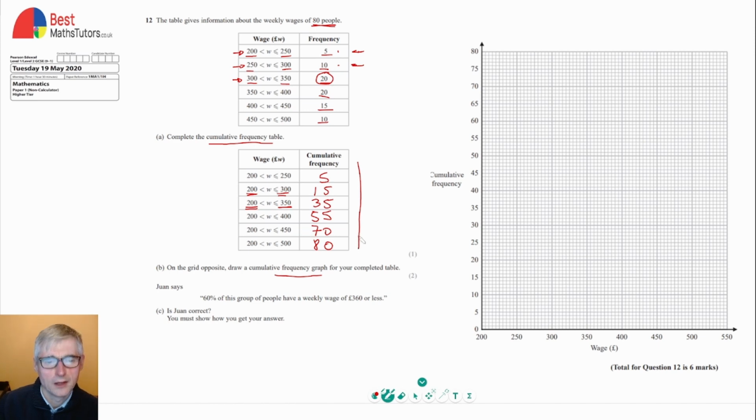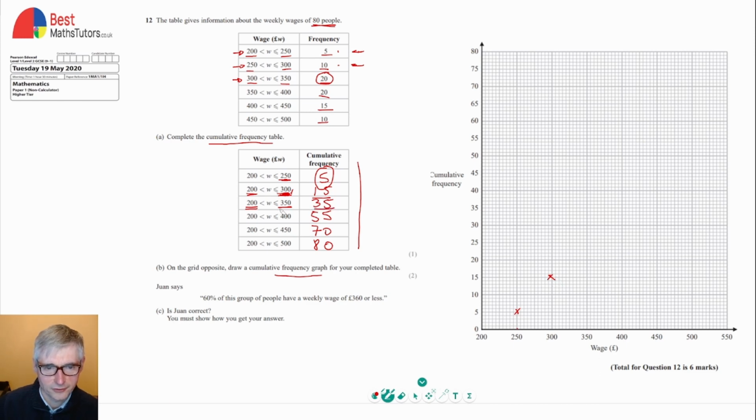What we have to do now is draw a cumulative frequency graph for the completed table, for this data. And the important thing when we're doing this is we plot this value in the cumulative frequency not against the midpoint of the group, but against the upper value for the group. So that would go against the 250. At 250 here we've got a cumulative frequency of 5, so that point goes there. The next group, 200 to 300, the cumulative frequency had risen to 15, so that goes against the upper boundary there, which is the 300. So we can put a cross there at that point.